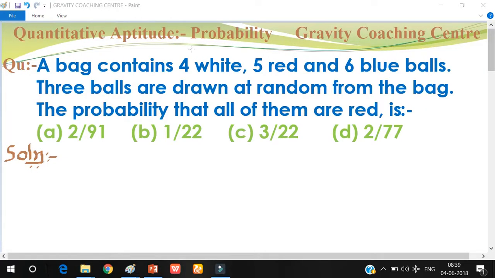Quantitative aptitude, chapter probability. So here is a question: a bag contains 4 white, 5 red and 6 blue balls, and 3 balls are drawn at random from the bag. So the probability that all of them are red.